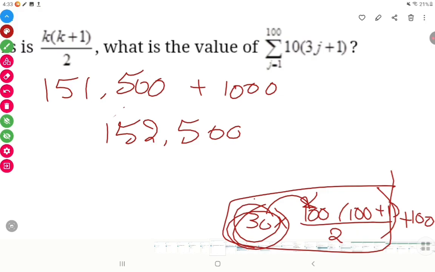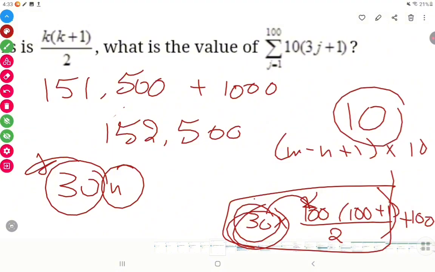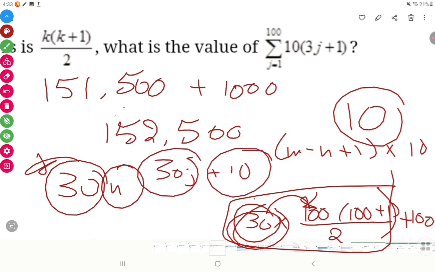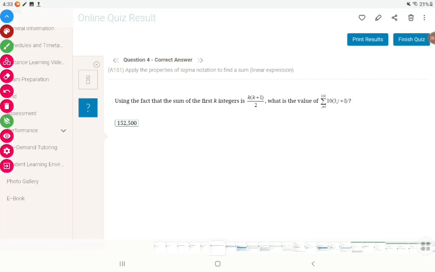So when you have a number times a variable, you bring the number out and do the sigma of the variable on its own. If you have a constant on its own, you do m minus n plus 1 times the constant. If you have an equation, you separate it. Like if you have 30j plus 10, you do sigma of 30j and sigma of 10 on its own. Those are just the rules for sigma.